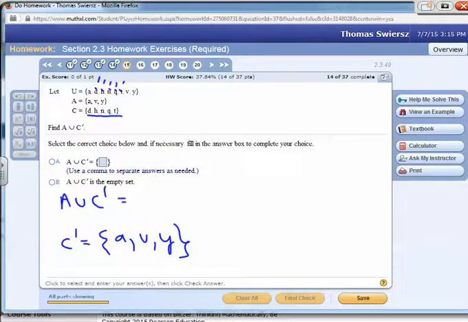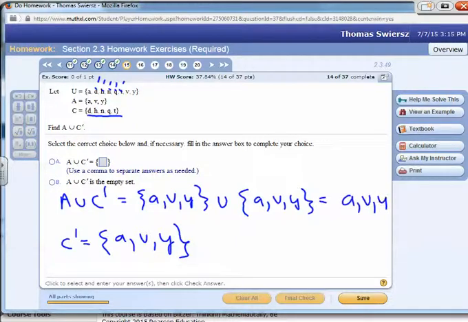Now A has what? A, V, Y also, all right? And then we're unioning it with C complement, which happens to be the same elements, A, V, Y. So what is the union? It's in one or the other or both, so we just get A, V, and Y. After we do the complement, we write down A, and take the elements in one set or the other or both, and in this case it's A, V, and Y.